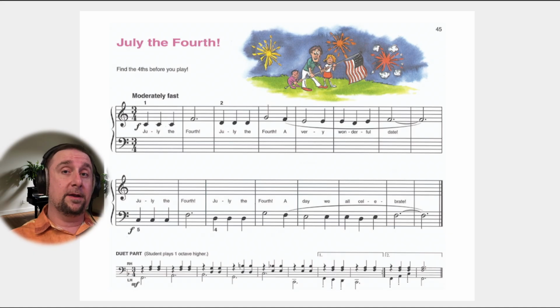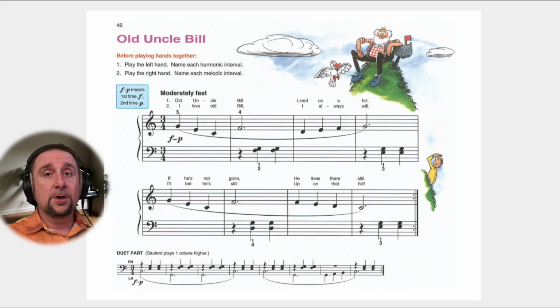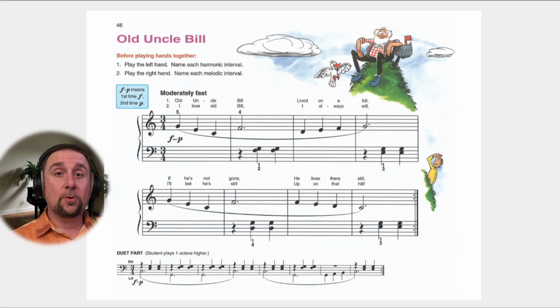Okay, so let's go ahead and move ahead to the next one here. We have Old Uncle Bill on page 46. So we're going to sight read this piece right away. Try out the very first line just like we did in Play a Fourth. But I'm going to show you one of the measures because it's something new that we haven't seen before.